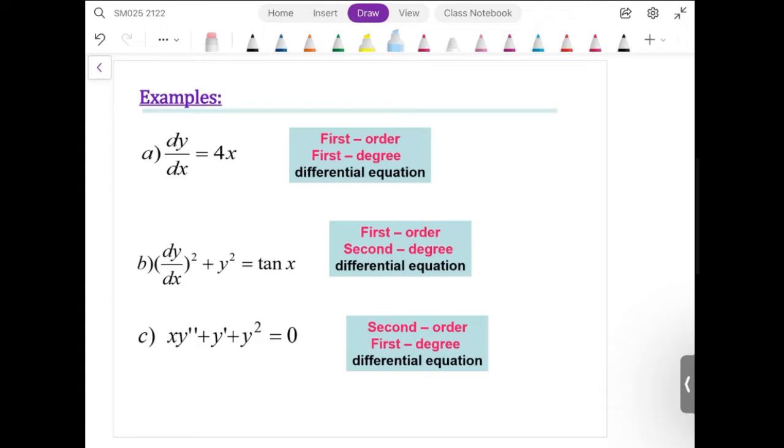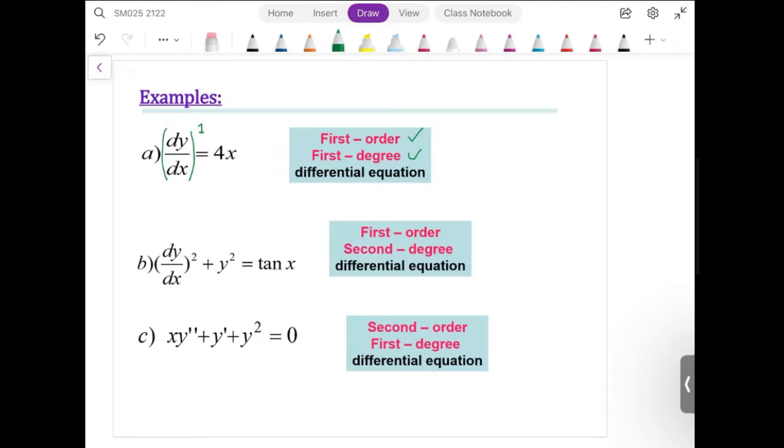First one, we have dy/dx equal to 4x. That is an example of a differential equation. Why, in an ordinary equation, do we have a derivative? Order depends on our derivative. dy/dx means we differentiate the equation once. That's the first derivative. That's why we classify that as first order. Next, degree. Degree depends on the power of our derivative. If we look here, dy/dx has no visible power, meaning it is to the power of 1. That's why it's first degree.